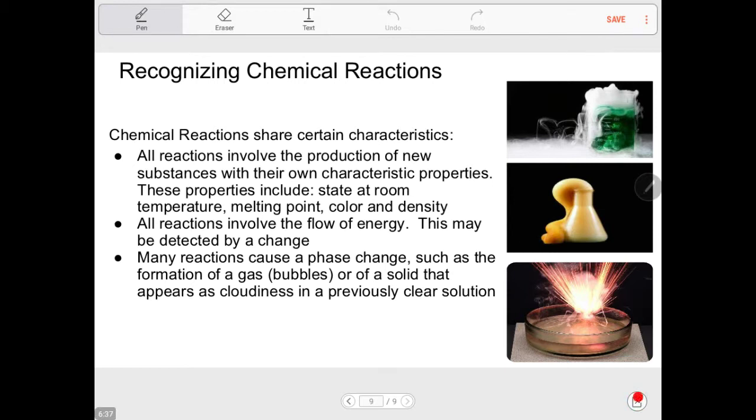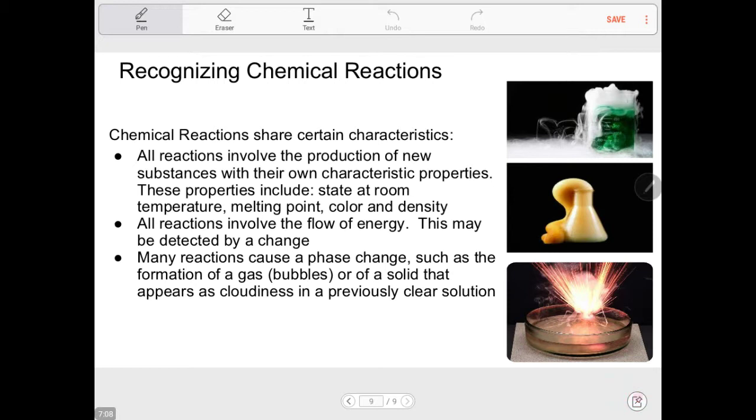Finally, how do you recognize a chemical reaction? Chemical reactions always share certain characteristics. All reactions involve the production of new substances with their own characteristic properties: state at room temperature, melting point, color, density. All reactions involve the flow of energy. This may be detected by a temperature change. In other words, something might get cold, something might get hot. Many reactions cause a phase change, such as the formation of gas, bubbles, etc.